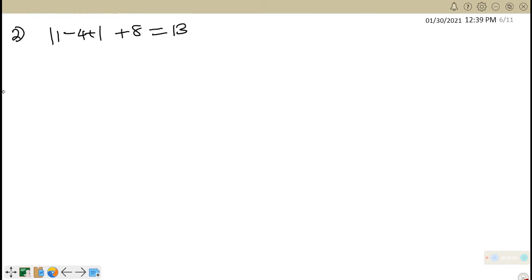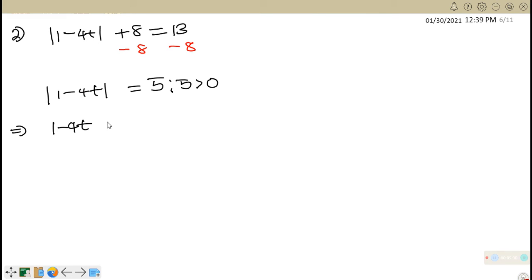First of all, we subtract 8 from both sides. Subtracting 8 from both sides gives us the absolute value of 1 minus 4t equals 13 minus 8. 13 minus 8 is 5, guys, so we have 5 there. So apply the rule. Because 5 is greater than 0, of course, 1 minus 4t equals 5, or 1 minus 4t equals minus 5.